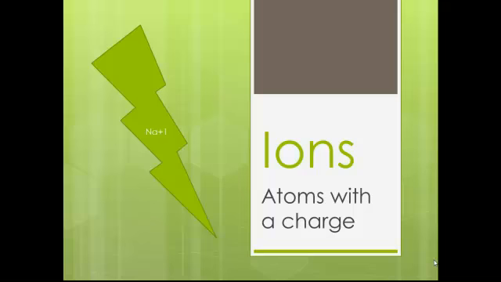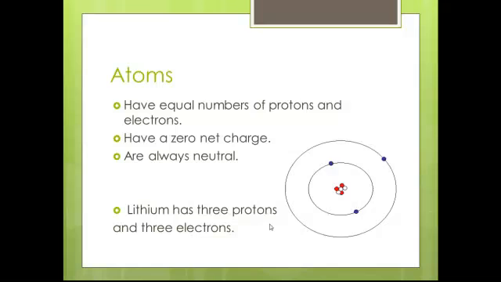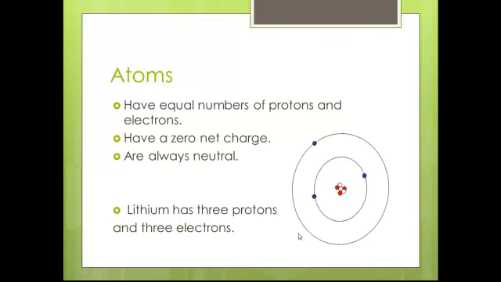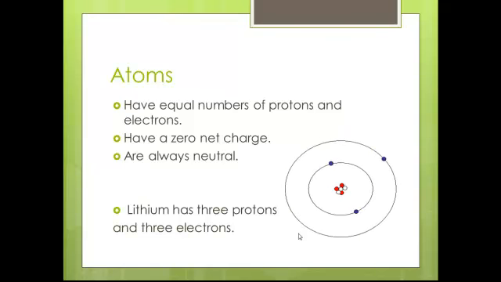This lesson is entitled Ions, Atoms with a Charge. Atoms have equal number of protons and electrons. Here is lithium. The lithium has 3 protons shown in red and 3 electrons shown in blue. It is a neutral atom. It has no net charge. Electrons have a negative charge, protons have a positive charge, and so they cancel each other completely. All atoms are neutral.